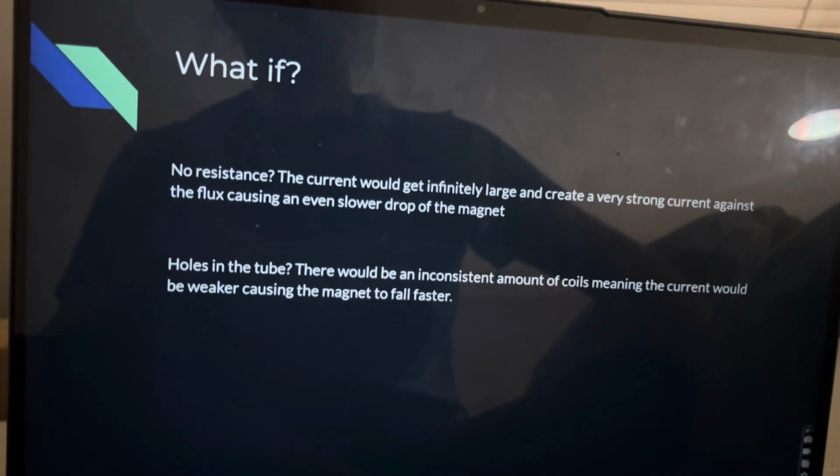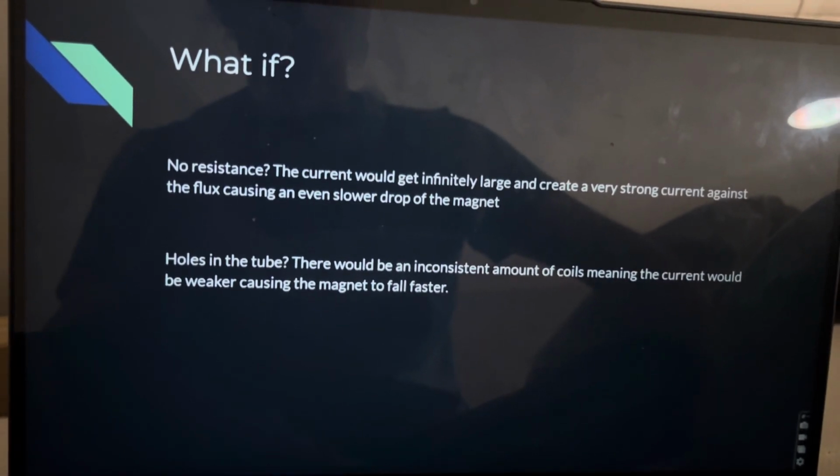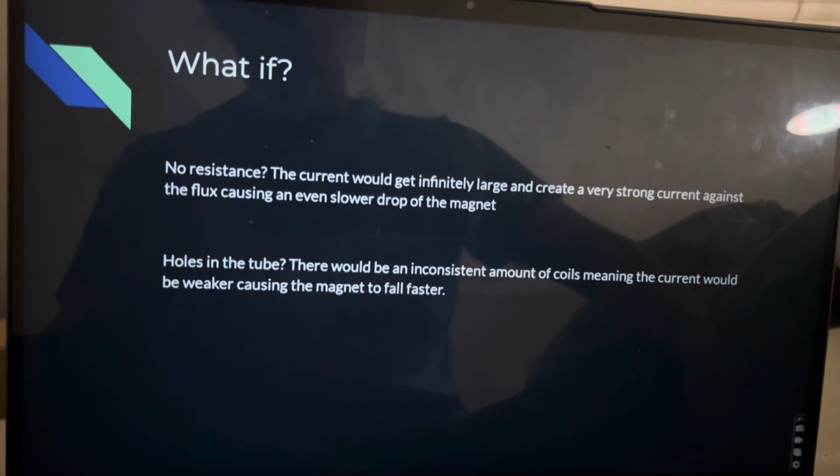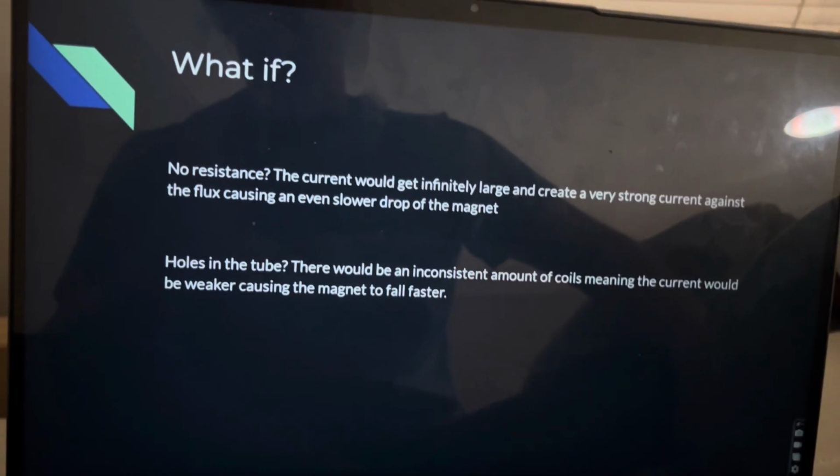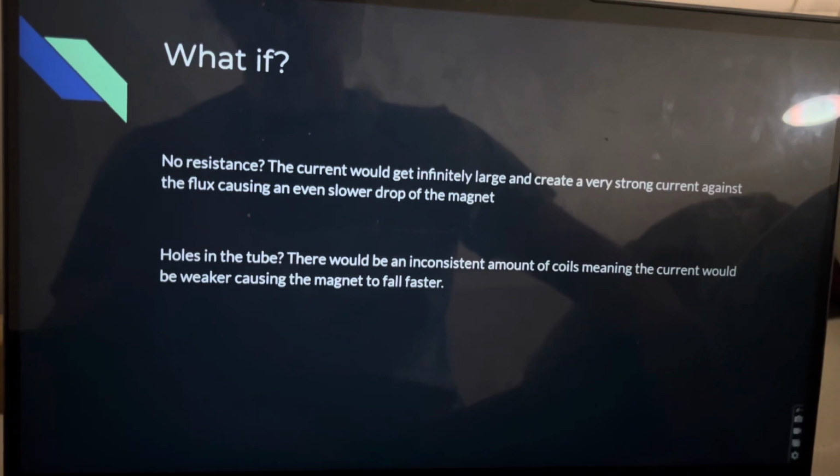And if there were holes in the tube, there would be an inconsistent amount of coils, or an inconsistent current going through all the coils throughout the aluminum foil, which would cause the magnet in turn to fall faster.